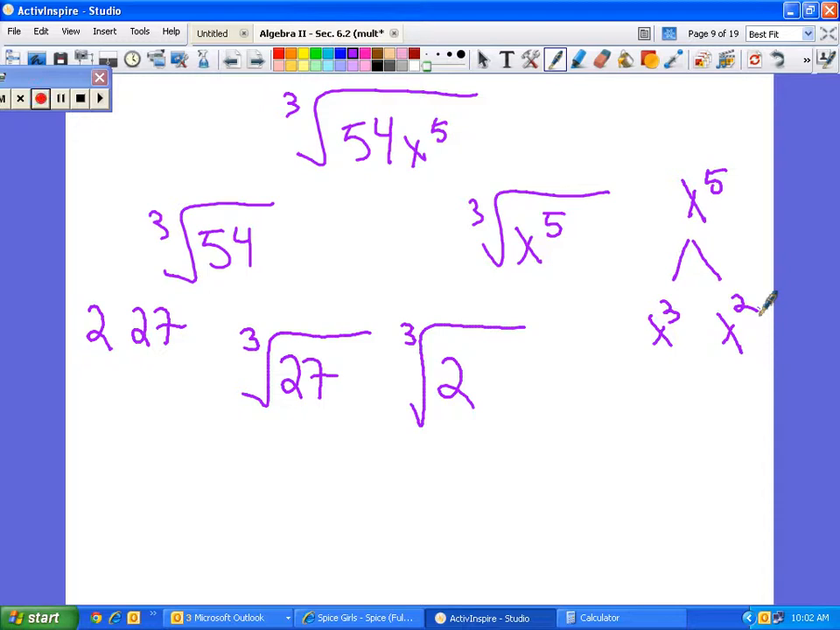If my problem said this, and the problem does not say this, if it said the cube root of x to the 7th power, then what's the largest multiple of 3 that's less than 7? 6. So I would break that into x to the 6th times x to the 1st. But please understand, this has nothing to do with this problem. I'm just showing you that our answer is going to be different depending on what the value is underneath the radical sign.